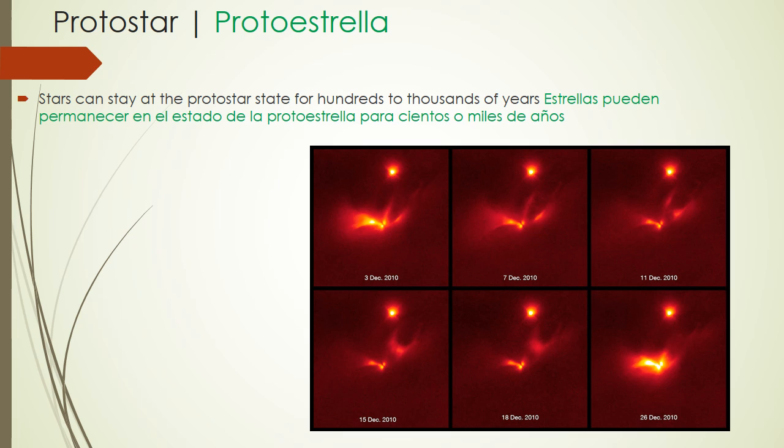And actually, if you look at this picture here, you can see, taken over the course of the month of December, a protostar getting more energy. You see it starts at the very beginning at the left, and by the time you get to the 26th, it's very, very bright. More energy, more heat has come together.